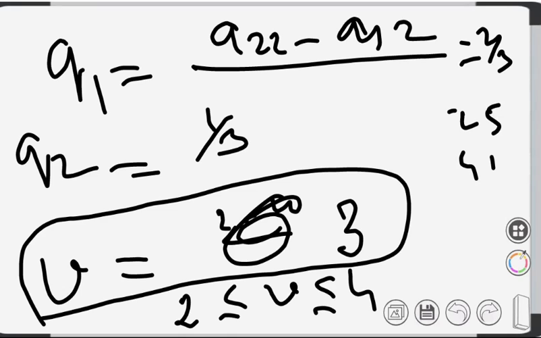Sir, I cannot understand Q1, how it is 2 by 3. Mine is coming 4 by 9. How? 4 by 9. It will be 4/6, and cancelling it gives 2/3. How will it be 4 by 9?